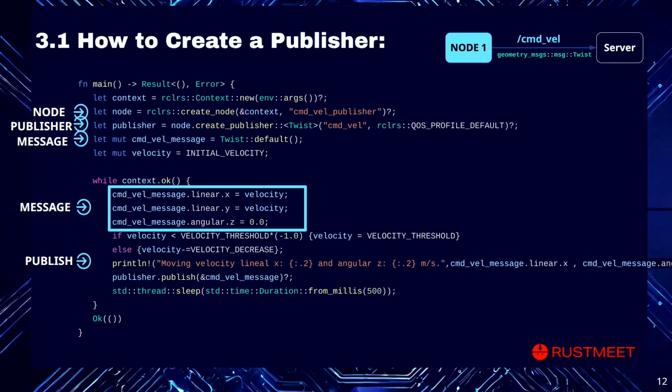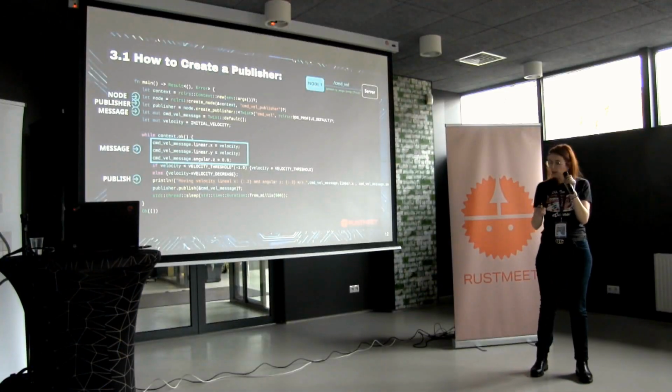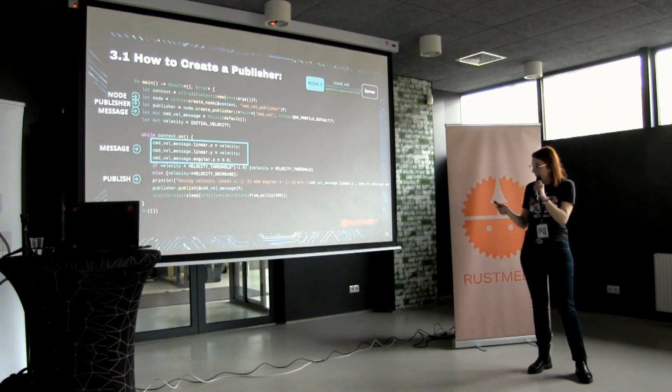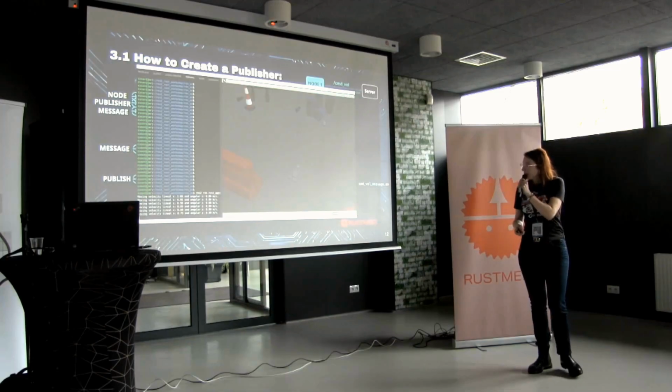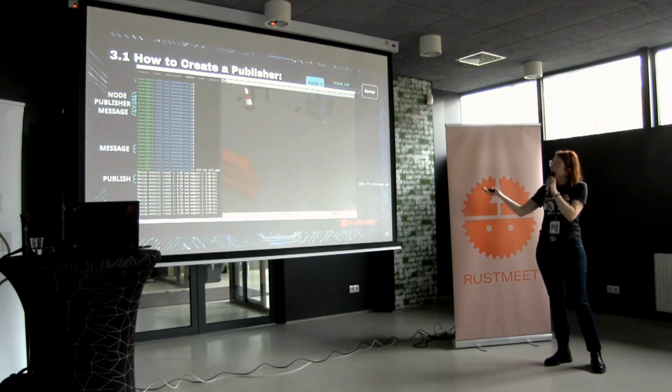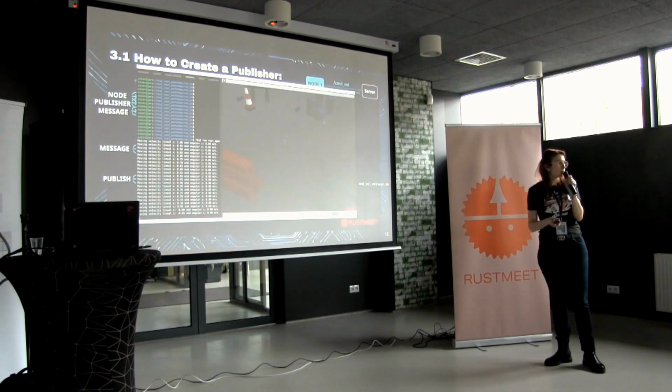And then I'm printing, okay, I'm moving linear and angular with this velocity, and then I am publishing, I am sending to the robot this specific message. Okay, and then I'm putting the node to sleep a little. Okay. So this is our friend that starts to move. So I'm able to interact with the robot, sending and publishing a velocity. Okay.